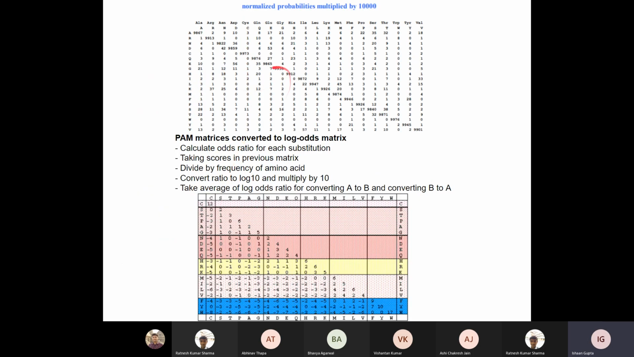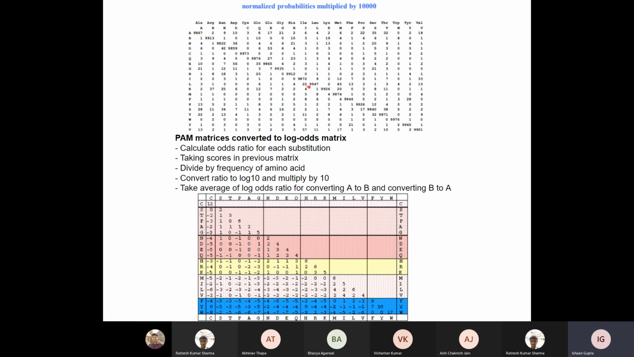I'm showing you an example. This is one matrix, where these probabilities have been calculated and the values have been counted. The probability of having an alanine replaced by an alanine in the same column, pairwise, is calculated and then multiplied by 10,000.